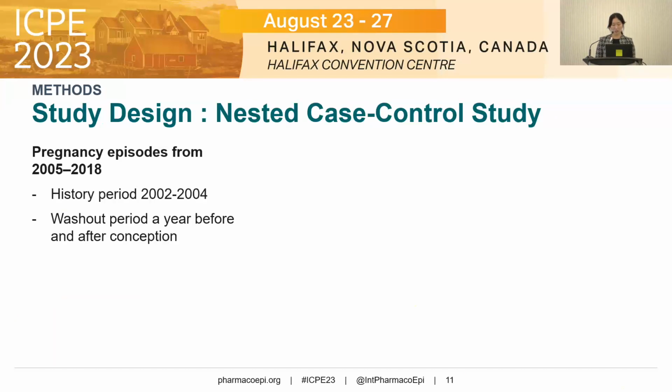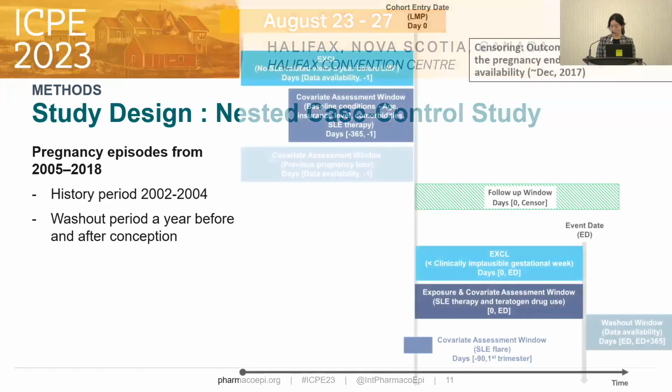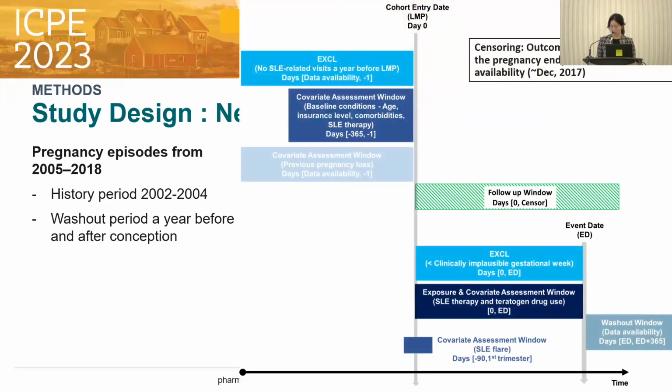We conducted a nested case-control study, including pregnancy episodes from 2005 to 2018 and a history period from 2002 to 2004. At the pregnancy start, the cohort was included and followed until the pregnancy endpoint or the data availability limit of 2017, with a year of washout period.